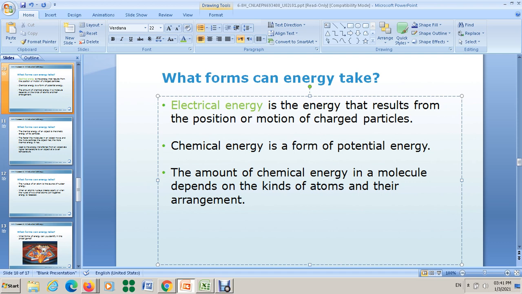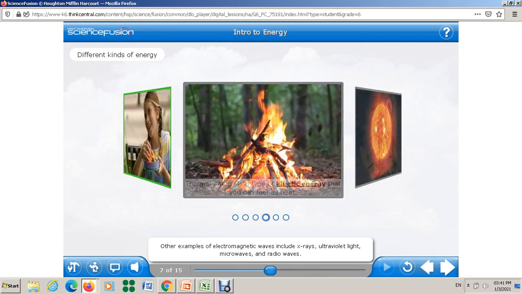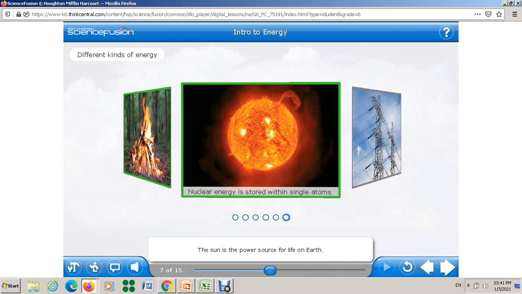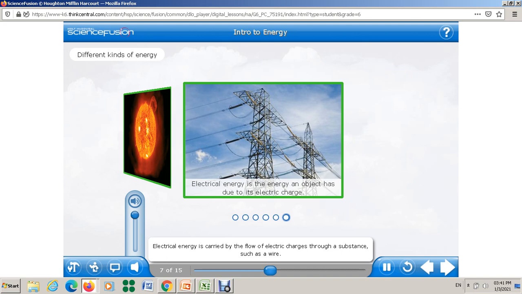Here I want you to look at this example. When it's dark, you probably turn on a light to improve your vision. Electrical energy makes this possible. Electrical energy is carried by the flow of electric charges through a substance, such as a wire.